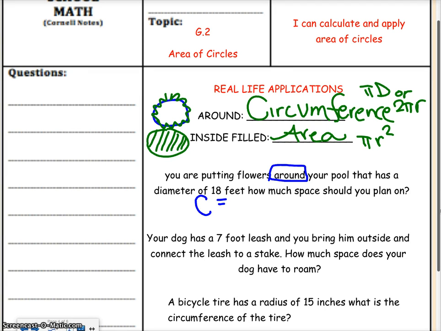So I'm given diameter, so I'm personally going to use pi times diameter. So 3.14 times 18, which is 56.52 feet. So I should plan on approximately 56.5 feet of flowers around my pool.